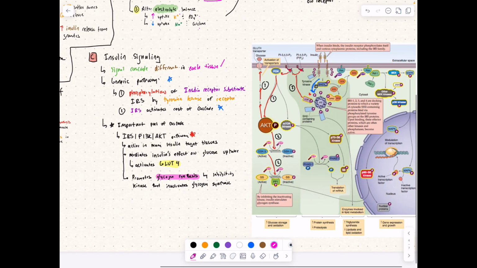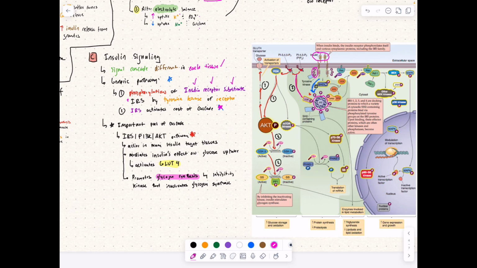The idea is that when insulin binds to its tyrosine kinase receptor, the tyrosine kinase phosphorylates itself, but it's also going to phosphorylate this guy right here, and this is IRS, which is insulin receptor substrate, meaning something that binds to the insulin receptor. Wow, okay, what a great name. So then insulin receptor substrate is going to activate the rest of the cascade, as you can see here.